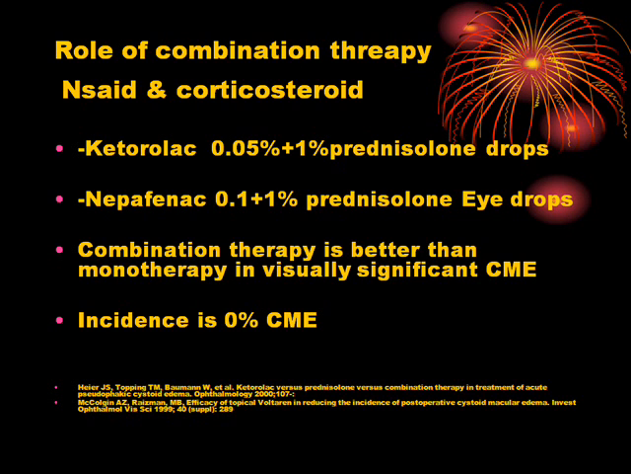Now, there have been studies in which they have combined the NSAIDs with steroids. So it's a kind of double blocker, which blocks the phospholipase and the cyclooxygenase. Studies have shown that people have used ketorolac plus prednisolone and naproxen plus steroid, and both of the studies have shown 0% CME.